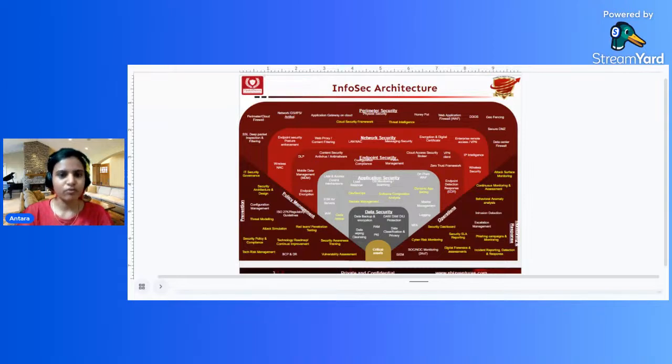Then we have firewall, of course. Then we have intrusion detection protection as well, and we have intrusion prevention protection as well, as one of the security controls on the perimeter level, right? Deep dive into the network security part.